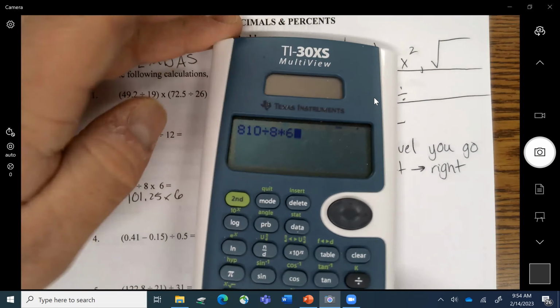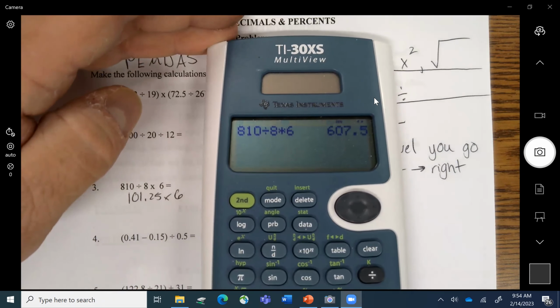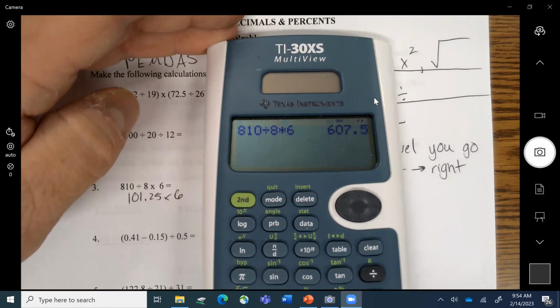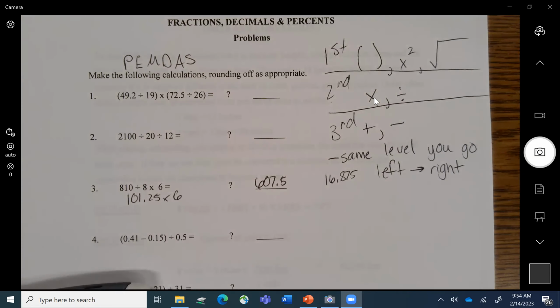I think we can all see that. If I hit the enter button, look at 607.5. So I rest my case with order of operations. You do not multiply before you divide. They are on the same level of math. You go left to right.